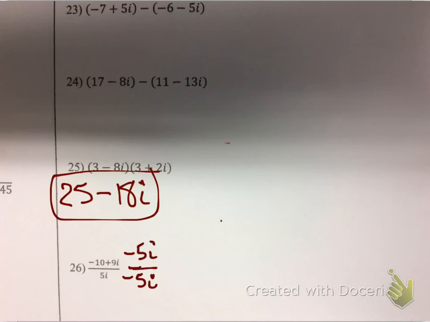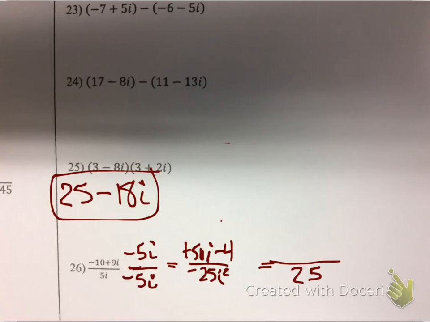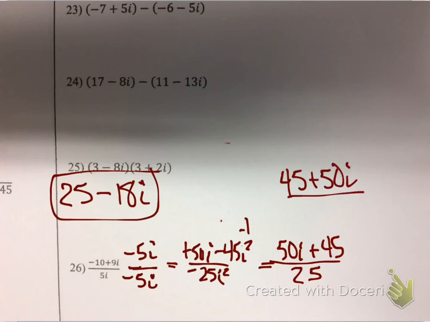When I do that, I'm going to get 5i times negative 5i is negative 25i squared, which will become positive 25. Negative 5 times 10 is negative 50, I'm sorry, positive 50i. 9 times negative 5 is negative 45i squared. i squared will become a negative 1, so that becomes 50i plus 45. Okay, switch it around, so I'm going to say 45 plus 50i because I want the i number second.